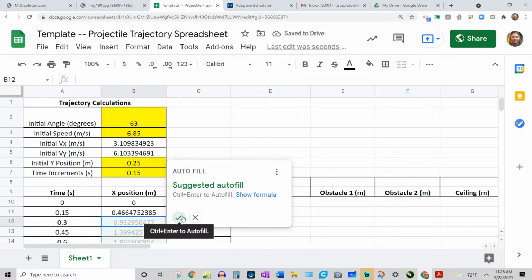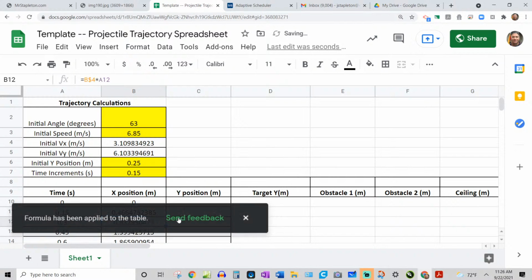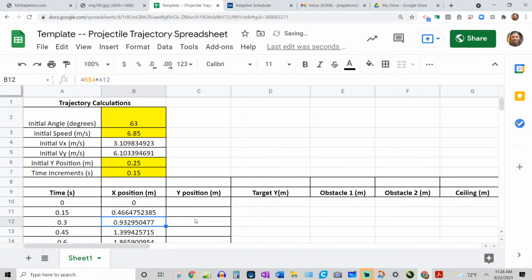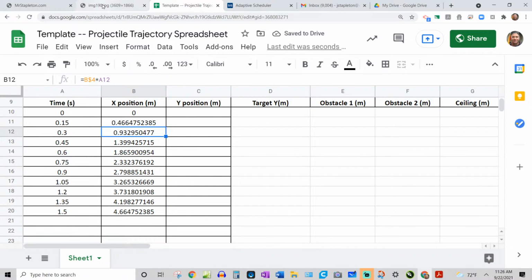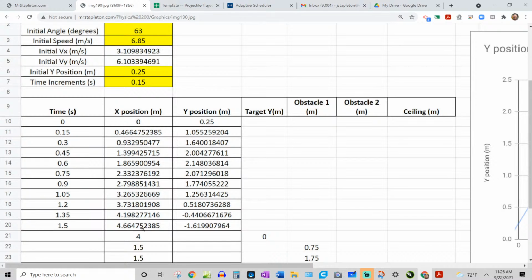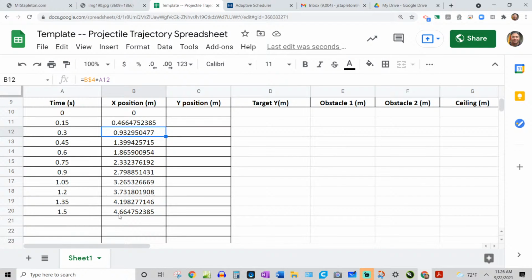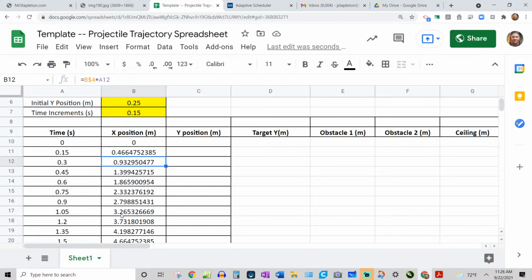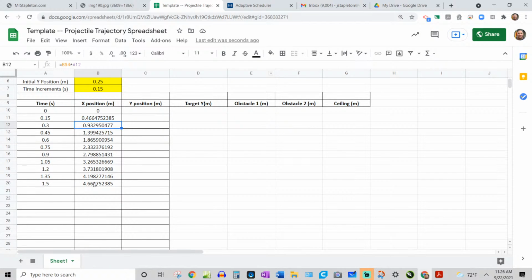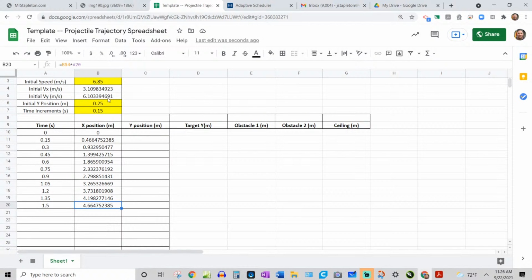And it's suggesting autofill, and I think that's a good suggestion. So let me check and see if I've got good numbers now. 4.66475, that's matching up to this. So when I get down to the bottom, just showing you what the last formula looks like, I click on this. It's B4 times A20. B4 is still that initial x velocity, and A20 is this amount of time.